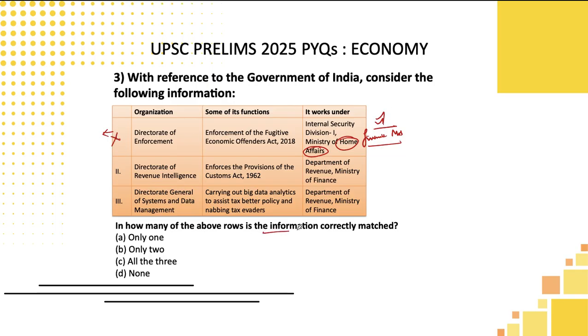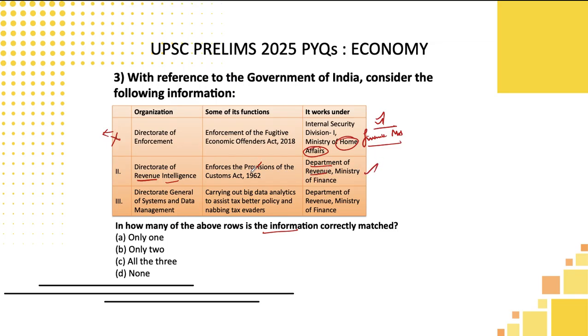So here, they are very, very clear. They are only asking how many of them are correctly matched, so you need to verify the remaining things also. Let's look at the second one. Directorate of Revenue Intelligence. In the name only they have mentioned revenue. The department is also revenue. So this can be correct.